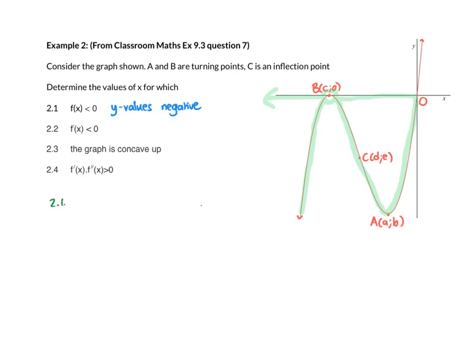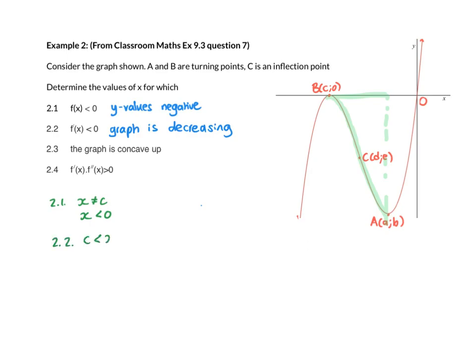So you can see if I look at the x values, it'll be all the x values that are less than 0 except for the one point where my graph touches 0, which will be C. 2.2 says, when is the derivative negative? Now the derivative is negative when the graph is decreasing. So that will be between the two turning points for this graph. The x values that fall between are little c and lowercase a. So for 2.2, my graph is decreasing between c and a, so x is greater than c but smaller than a.